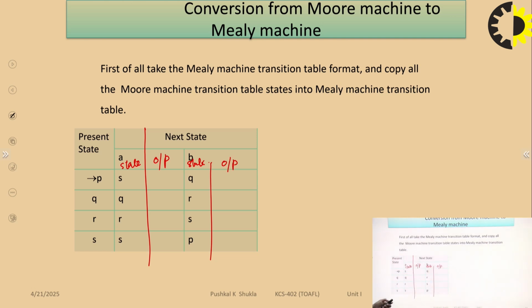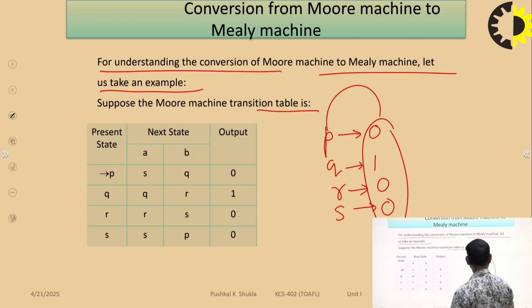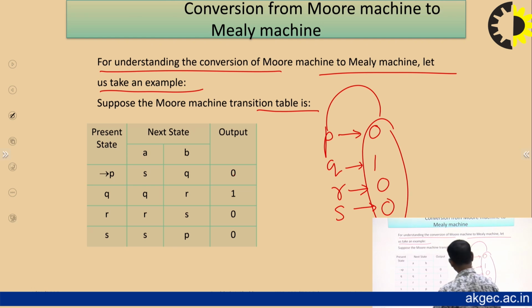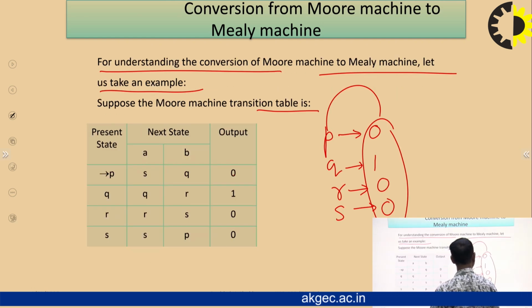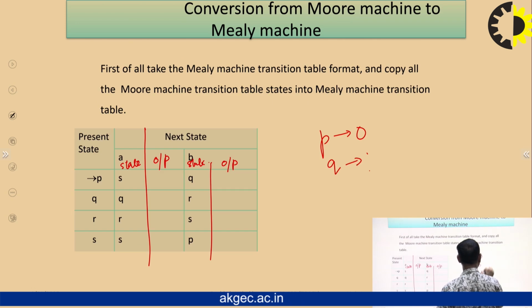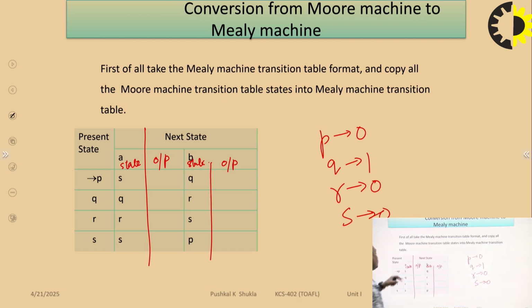So in the previous table, P is associated with 0, Q is associated with output 1, R is associated with 0, and S is associated with 0. So we will write here a state S, corresponding output is 0.